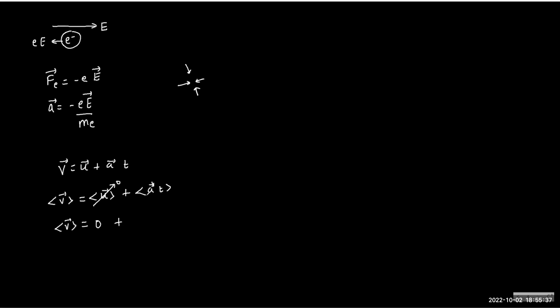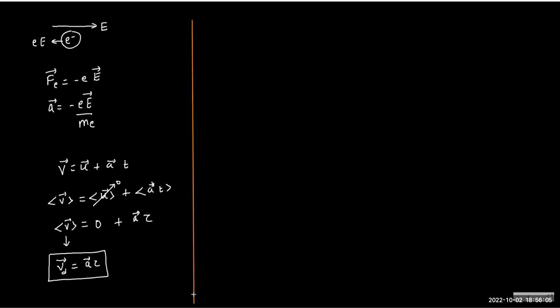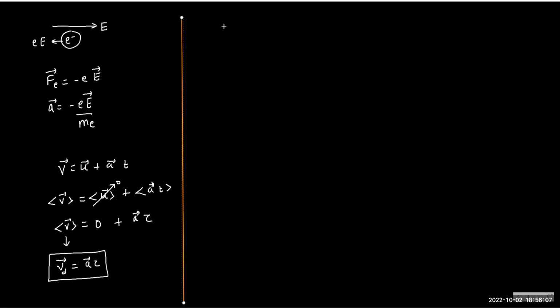And therefore, a is constant, so we can take it out, and the average of t we take as tau, the mean time of relaxation. And this term we call drift velocity. So this is the formula we are going to use for drift velocity. The v drift is a tau. I hope this part is clear because this is the most crucial stage. Beyond this, we have all the mathematical formulas that we are going to witness today.